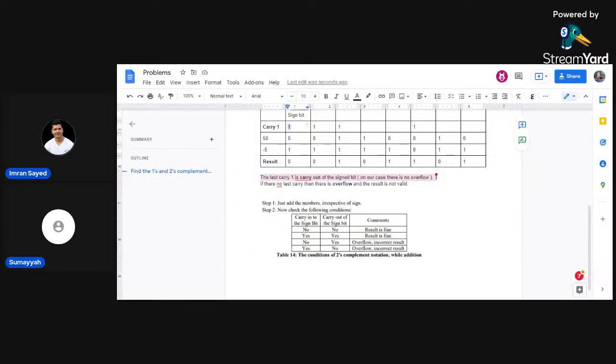So which one out of these is our condition? The second one, yes and yes: carry into the sign bit and carry out of the sign bit. If there was no carry here and here, then it would be no and no, and the result is correct. In other cases, it is overflow. If there's a carry out but no carry in, then it's incorrect overflow. Correct? Yes. Got it.